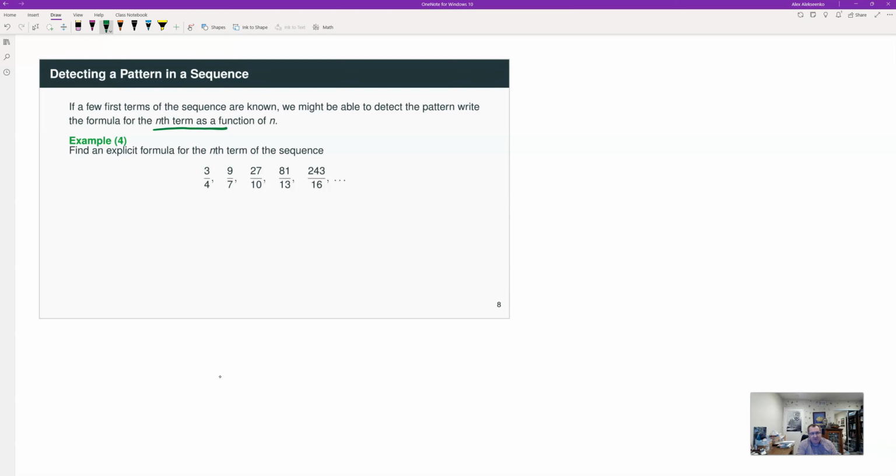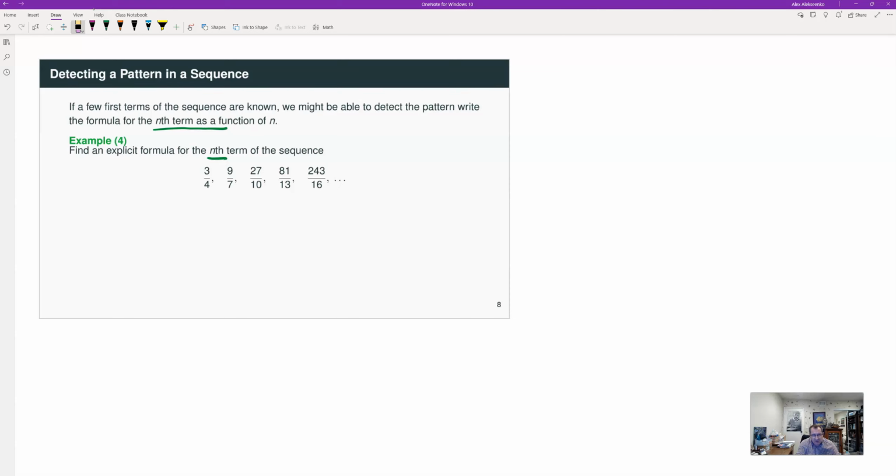So here we go, example 4: find an explicit formula for the nth term of the sequence. And here's the sequence: 3/4, 9/7, 27/10, 81/13, 243/16. So we'll look at the sequence and try to see what patterns we see here.